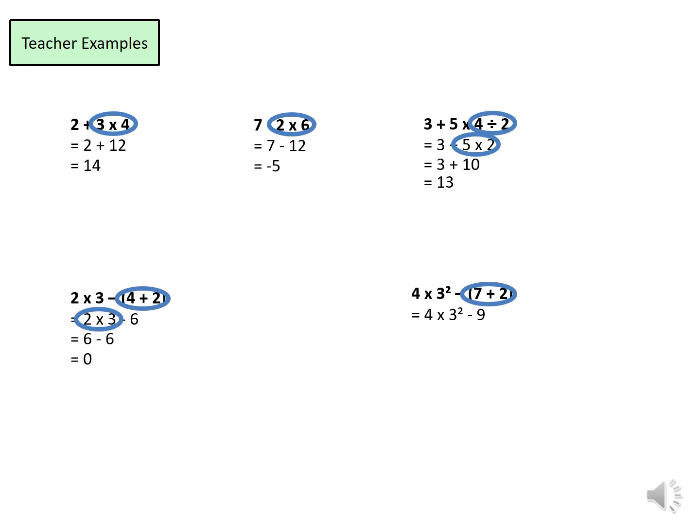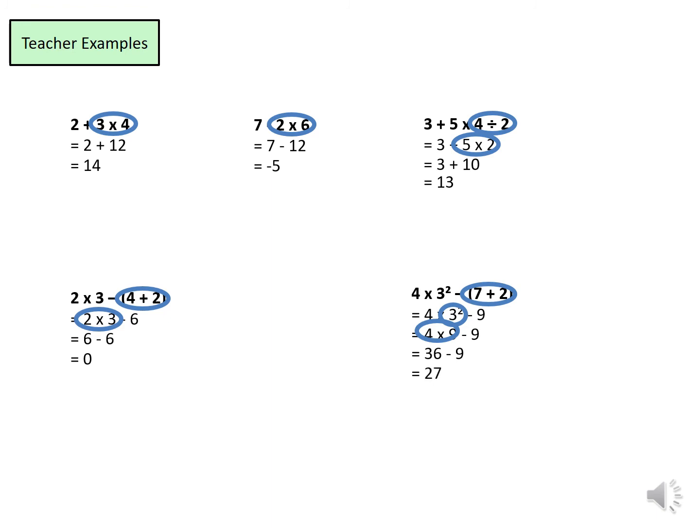Now, from the multiplication, the indice, and the subtraction, what would come next? Yes, it's the indice. So we're going to open up the indice. 3 squared is the same as 9. So we can say it's 4 times 9, take away 9. Now we're down to 2 symbols. We have a multiplication and a subtraction. Which one of those comes first? It's the multiplication. So we're going to do the 4 times 9, which gives us 36. And the subtract 9 stays there as usual. Now we're doing 36 take away 9, which is 27.